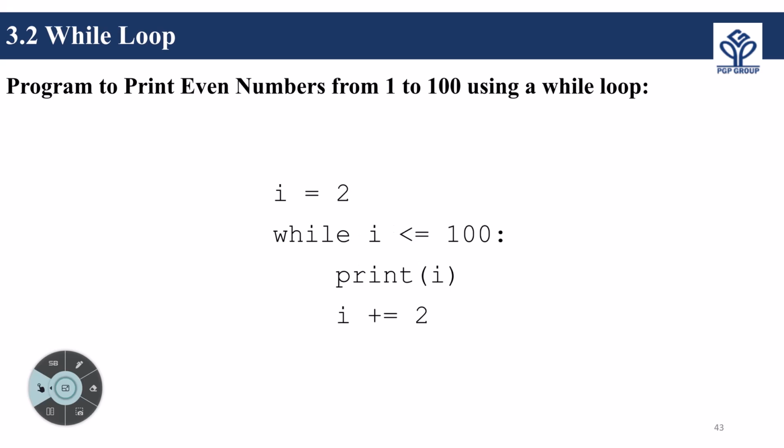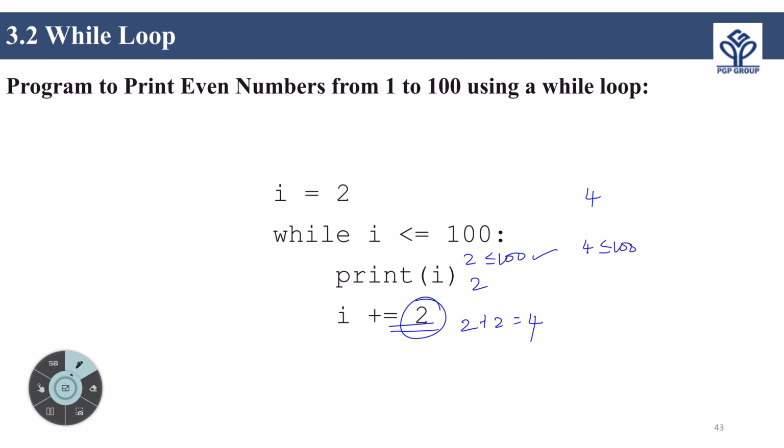Clear? Next one, same as this while loop, you print the even numbers. So we add two each time. Clear? I is equal to 2. So 2 less than or equal to 100. Correct? 2 printed, 2 plus 2, 4. Even value. Correct? So 4. Again 4 less than or equal to 100. 4 printed. 4 plus 2, 6. Because we are adding two each time. Okay?